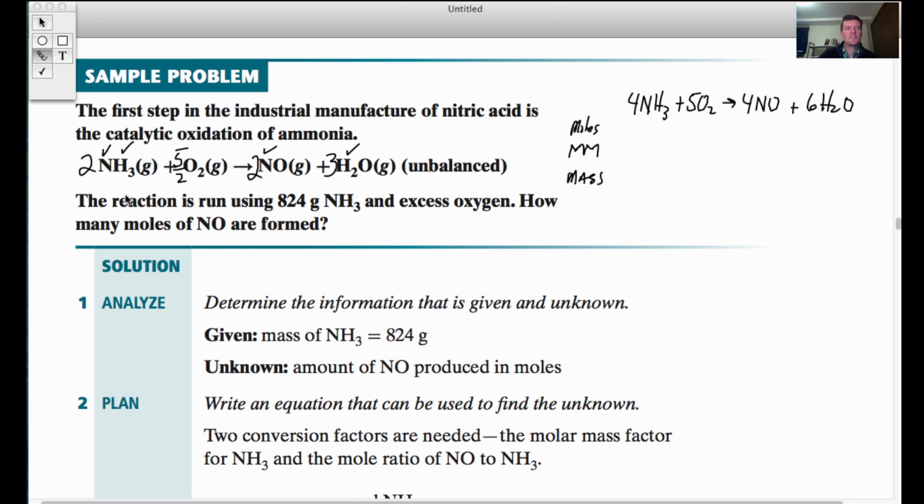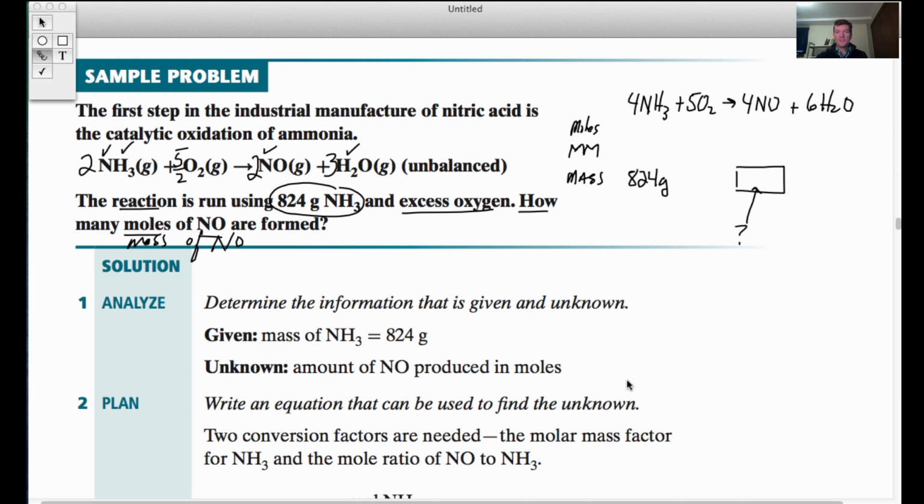In this problem, we are told the reaction is run using 824 grams of ammonia. So I'm given this number right here, 824 grams, mass of ammonia. Okay? And it says excess oxygen. That just means we got plenty of oxygen. The atmosphere is full of oxygen. You'll never run out of it. Don't worry about it. Okay? And we are asked how many moles of NO are formed. I'm actually going to take it one step further, and we're going to say what mass of NO is formed. So I want to find this right here. That's the one that I'm curious about.